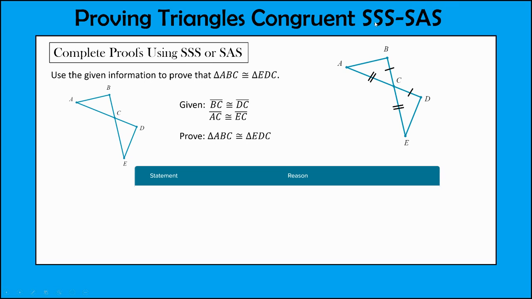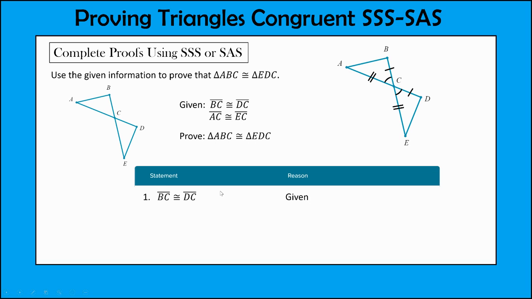Now we're either using side, side, side or side, angle, side. That's all we're working on right now. So I don't have any information about the length of AB or DE, and I don't have any way to figure that out. But what I do see in the drawing is that these two angles are vertical, therefore they're congruent. So there's the three pieces I needed. There's my side, my angle, my side. Side, angle, side. Now I'm going to be able to prove the triangles congruent.